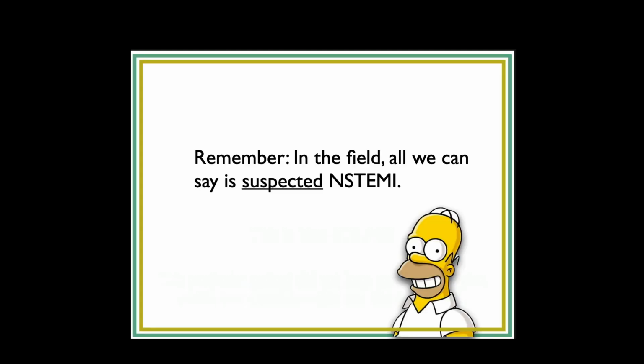And then remember, in the field, all we can say is suspected NSTEMI, okay? I think that's a good way to say it instead of possible non-ST elevation ACS. I think everybody knows what an NSTEMI is, but if you want to be precise, don't say NSTEMI, just say possible or suspected. If they say, why do you think that? You would say, because they have the history and presentation of acute coronary syndrome, and they have ST depression in 2, 3, AVF, V3 through V6, something like that.